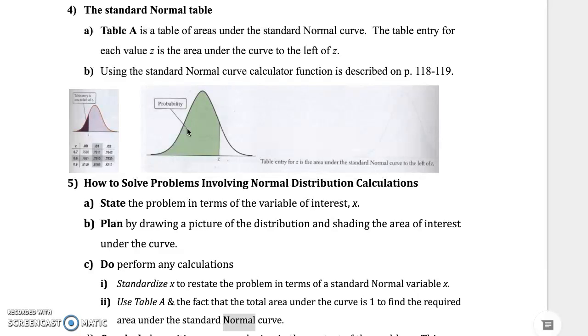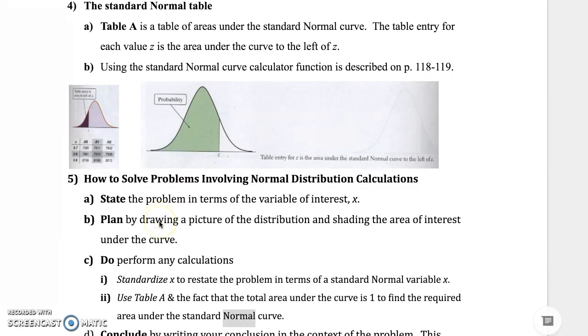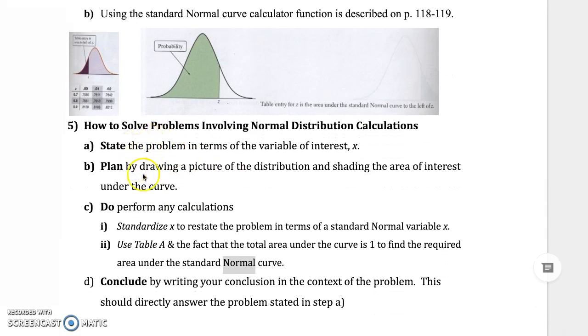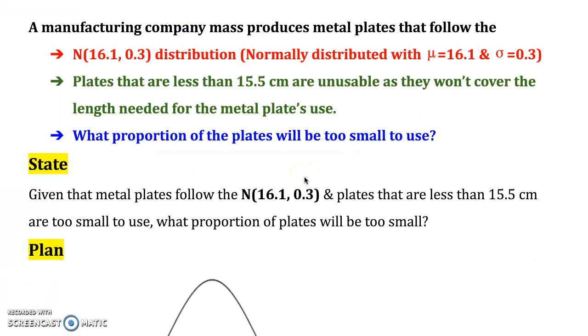We're going to need to know how to do it this way. We're going to also use the calculator. And generally in the class, I'm going to want you to do things on the calculator, but give you the option both ways. When we do these problems, we're going to state, plan, do, conclude. I'll show you what's entailed in each of those steps. Here's a quick overview of what that is: the problem of interest, plan with the drawing, do the calculations, and then conclude.